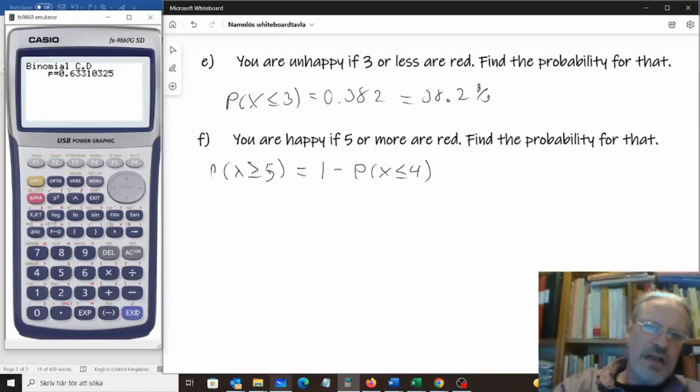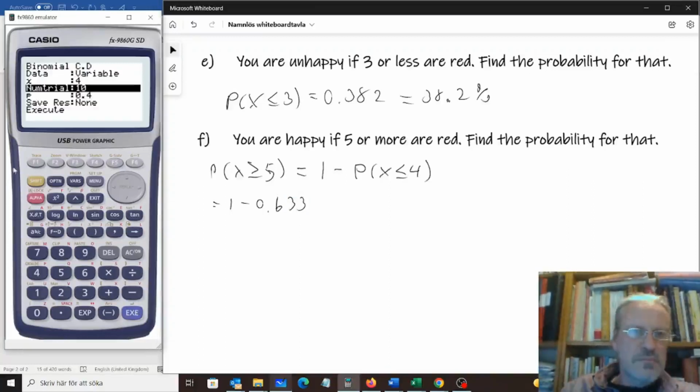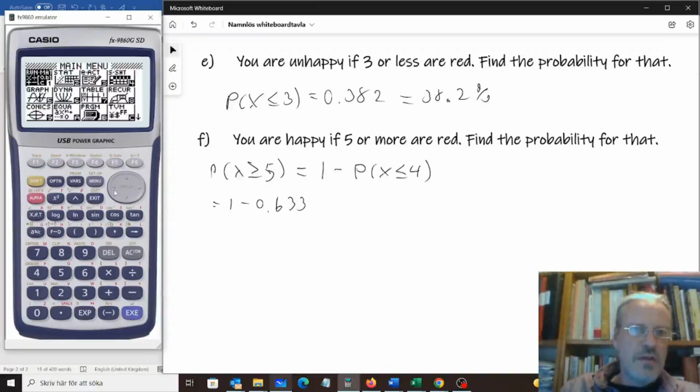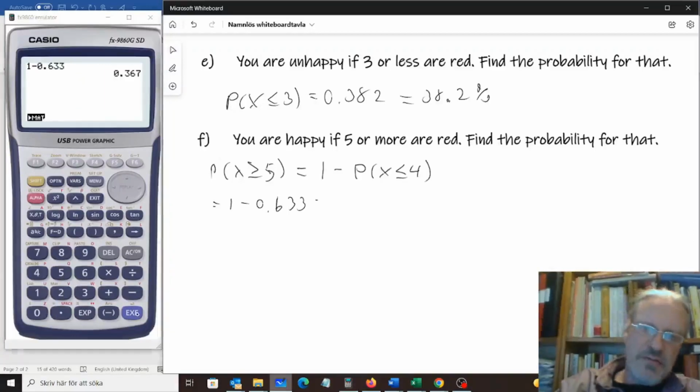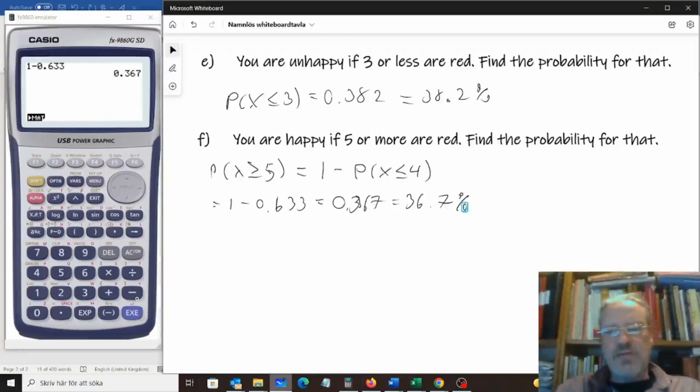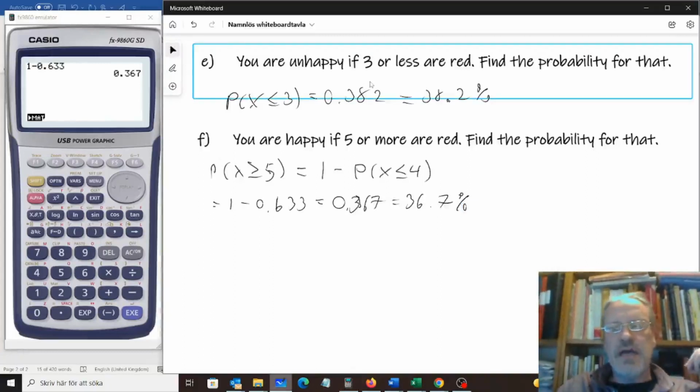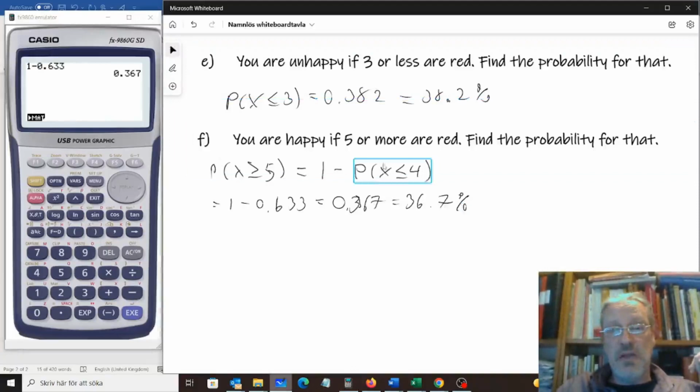So we need to calculate 1 minus this 0.633. So we can go to here, 1 minus 0.633 or 36.7%. So surprisingly enough, the probability is slightly higher that we get unhappy than happy in this case.